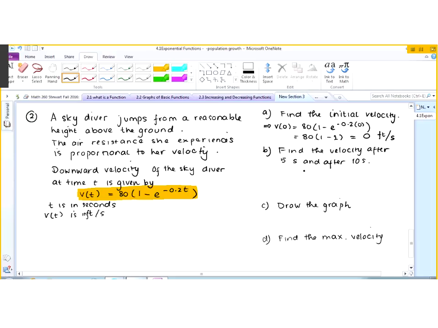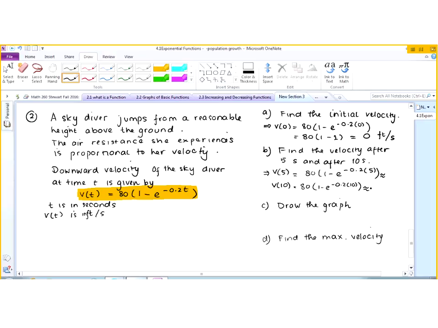How about velocity after 5 seconds and after 10 seconds? So you have to calculate V of 5 and V of 10. That's what you need to calculate. So V of 5 is 80 times 1 minus e to the negative 0.2 times 5. Can you give me an approximate value here? And then V of 10 is 80 times 1 minus e to the negative 0.2 times 10. And give me an approximate value here.